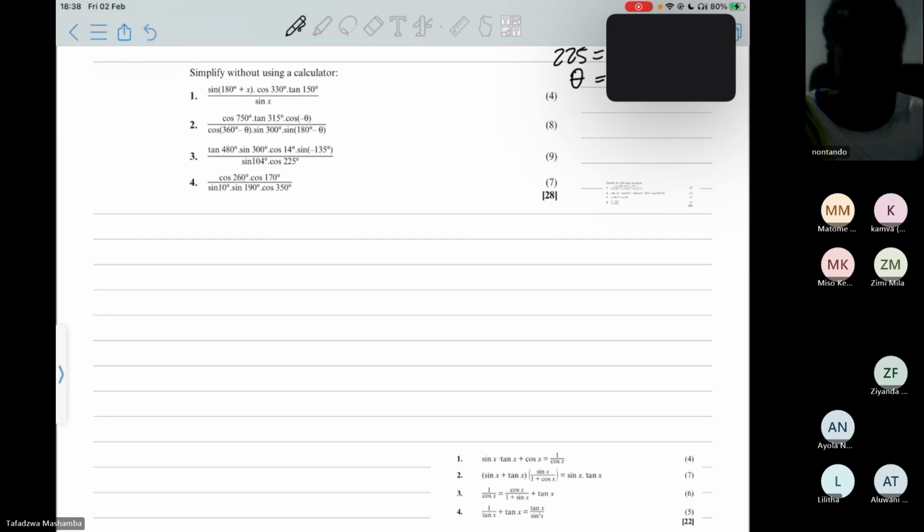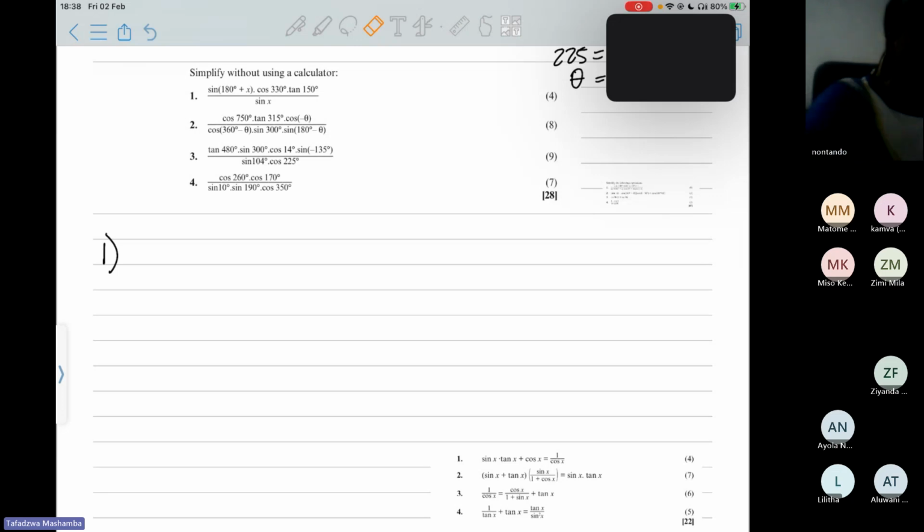So from here, we have question 1, which is something like this. And then we say this is going to equal sine of 180 plus x, and then from 180 plus x, we have cos of 330 plus tan of 150. So we want to find how to simplify this problem set, and when you simplify it, we want to be able to use all the theory that we just learned in this first session.